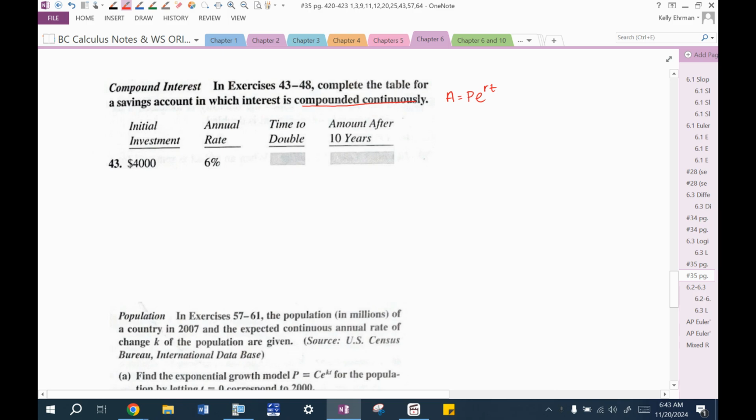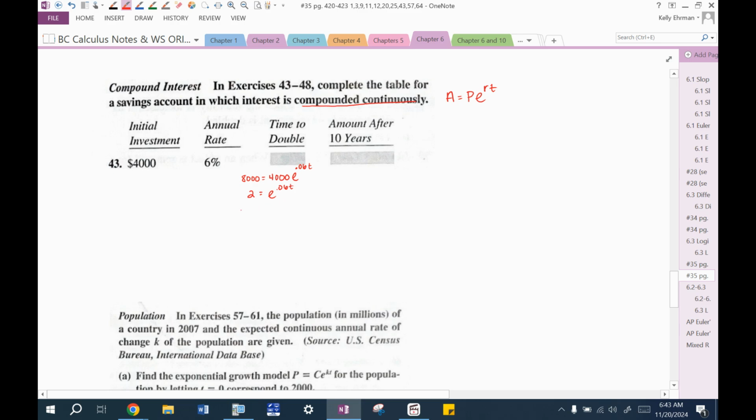So if I want to figure out time to double, I'm initially investing 4,000 at 6%. It's quite the savings account. So time to double. We would say, okay, we're going to get 8,000 after a certain amount of time. We're investing 4,000 times e to the 0.06t. So we need to solve this for t. So isolate the e term. This divides out to 2.